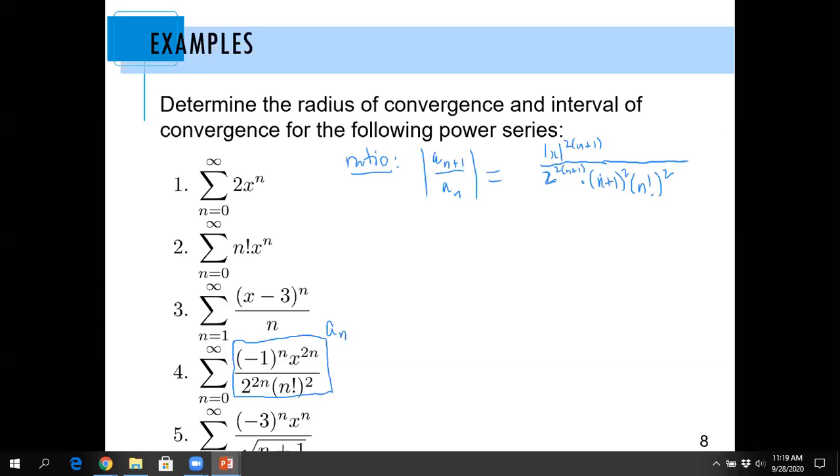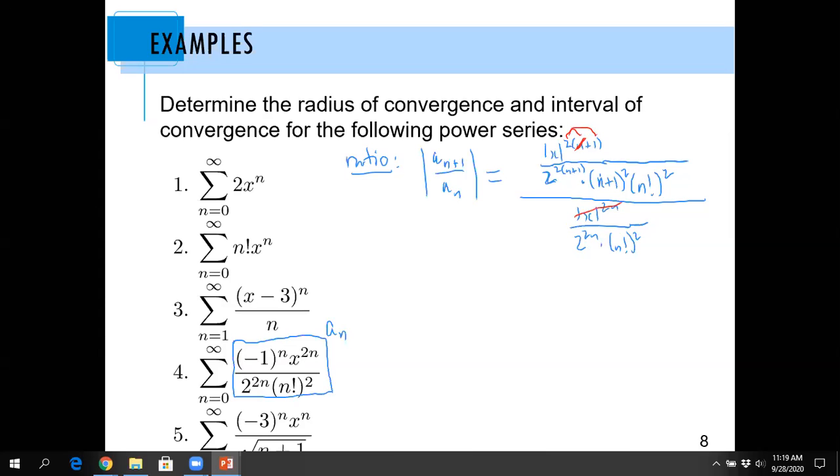But then all of this is divided by basically the same thing, except it's absolute value of x to the 2n divided by 2 to the 2n times, what is it, n factorial quantity squared? Yeah? So I have a lot of cancellation that happens. Like what cancels? Yeah, x to the 2n basically cancels that, because if you think about the 2 sort of distributing here, right? You're just going to have an x squared left.